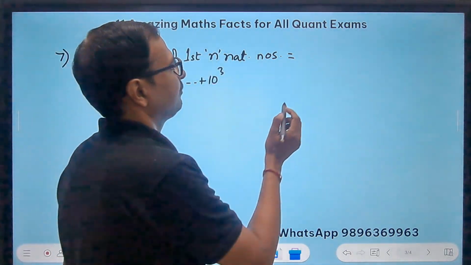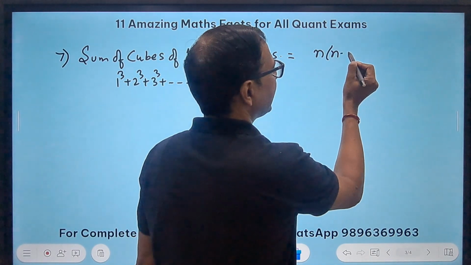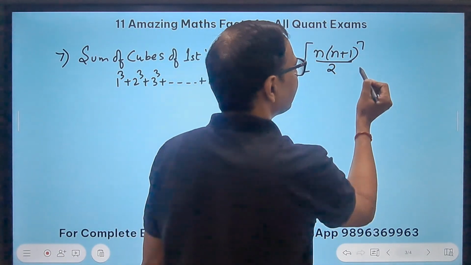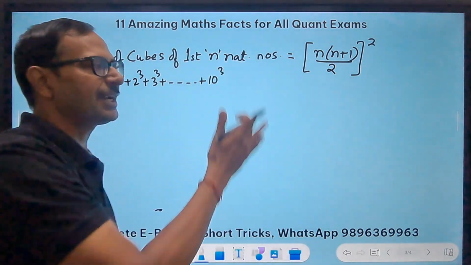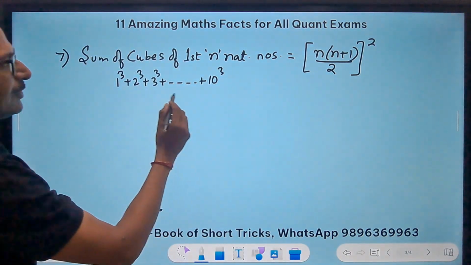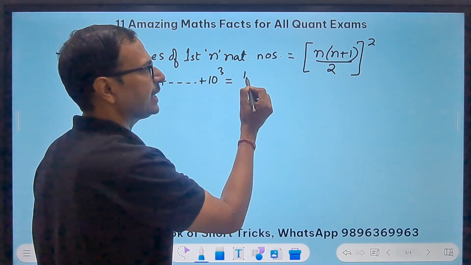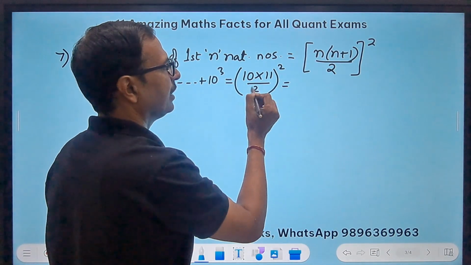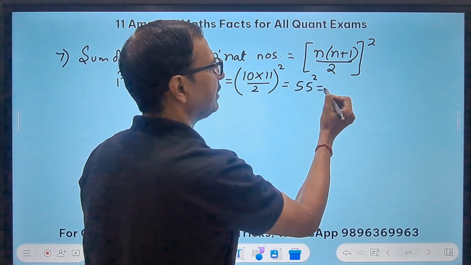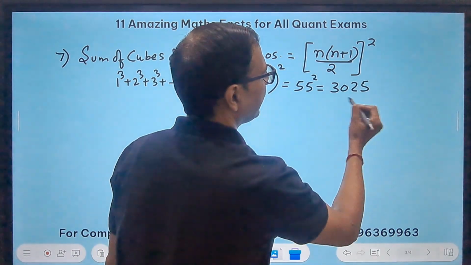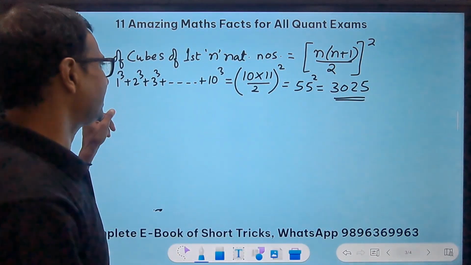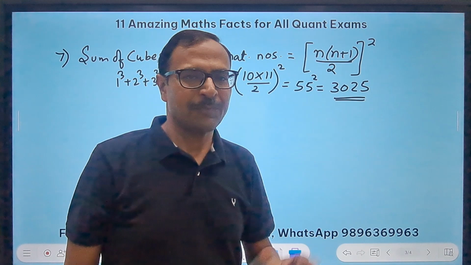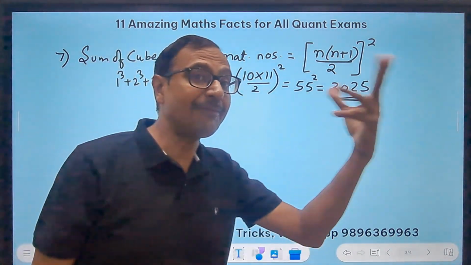Okay, so just use n into n plus 1 by 2, that is the sum of the first n natural numbers formula, and take the square of this. You will get the sum of cubes of first n natural numbers. Okay, so what will be the answer here? So here n is 10, so 10 into 11 by 2 whole square, that will give me 55 square, and my answer will be 5 6s are 30, so 3025 will be my answer. So if I add the cubes of first 10 natural numbers, I'll get 3025 as the answer. That's quick, right? Okay, 2 more tricks coming up here for this, and then we have 2 more amazing tricks.